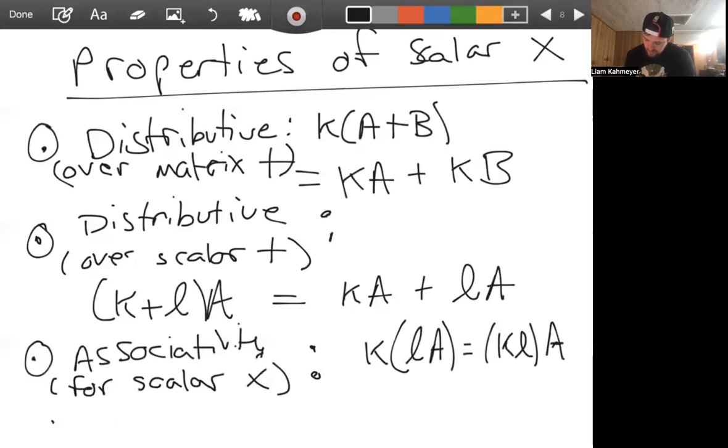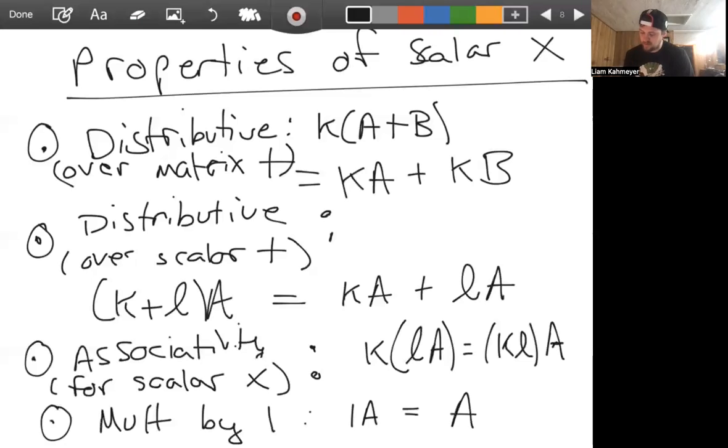And then lastly, we have the existence of multiplication by 1, right? So really this is not so much a property, but at the bottom there's more of a rule here, that we have multiplication by 1, which means that 1 times A just equals A, right? Okay.